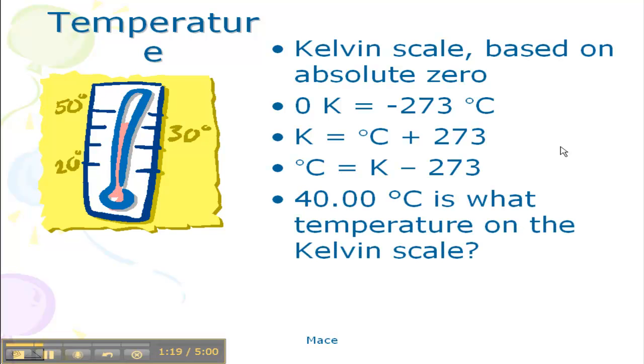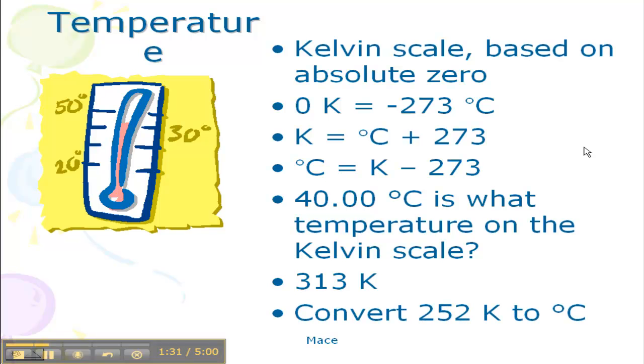So if you have a question, 40 degrees Celsius is what temperature on the Kelvin scale, we would put it into this equation here. So 40 plus 273 would give me 313 Kelvin. Or if we wanted to convert 252 Kelvin to degrees Celsius, we would put it in the second formula. So we would say 252 minus 273, and we would get negative 21 degrees Celsius.